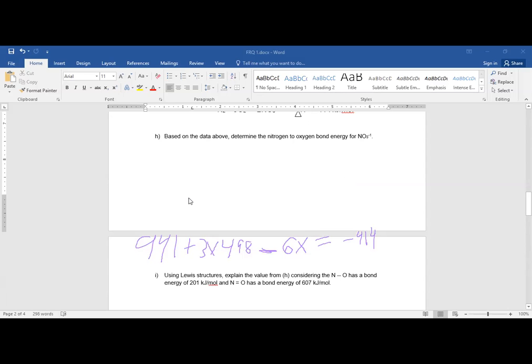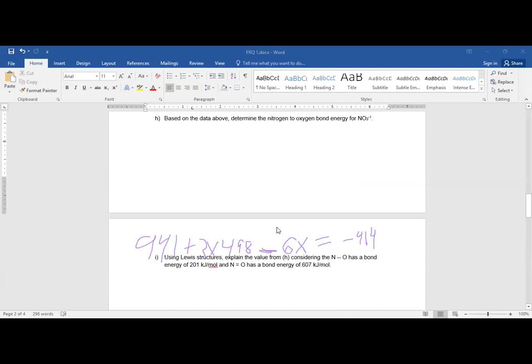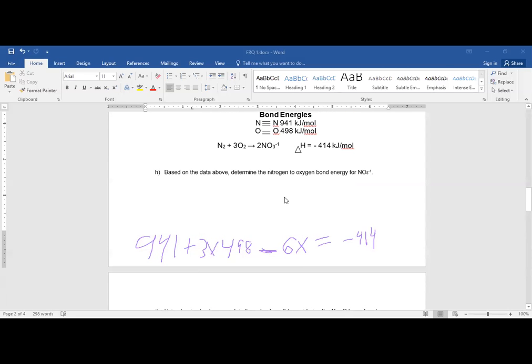And then the very last question, it wants to know, using Lewis structures, explain the value from H, considering that the single bond energy is 201 and the double bond energy is 607. Because the energy is between the two, we know that it's not a regular structure. This structure has resonance. And because it has resonance, the bond is between a single and a double. It's like a 1.33 bond order problem. So the energy will fall between the single value and the double value.